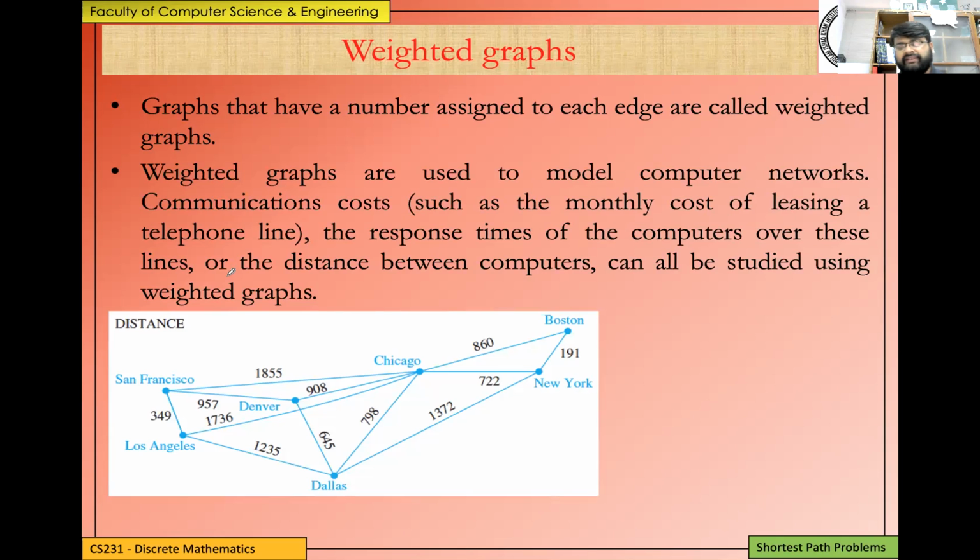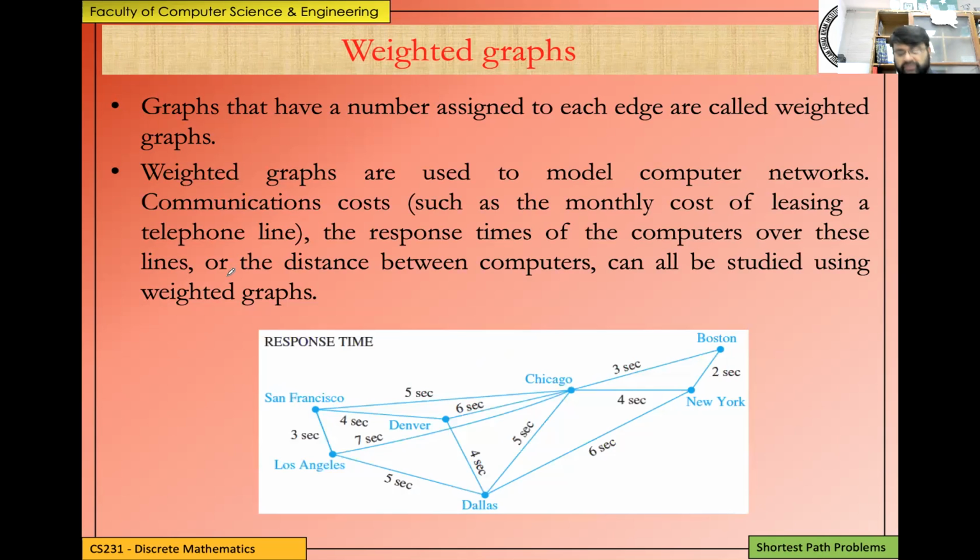So for example, in this case, from San Francisco to Chicago to New York, this is the distance graph, the distance, for example. However, if you take the response time in a communication network, it takes us 5 seconds to respond if you want to get a response from San Francisco into Chicago, right? And so on. So this is the response time it takes between different vertices. And notice that the response time is on each edge and not on the vertex itself.